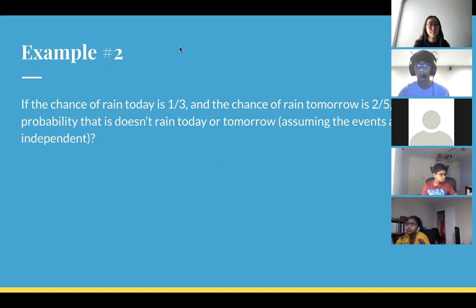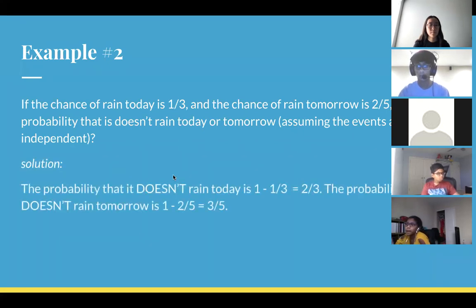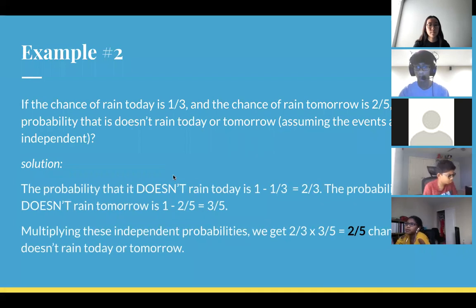Okay. The answer here is going to be 2/5, and this is because there is a 2/3 chance that it doesn't rain today, right? That's because there's a 1/3 chance it rains today. So the chance it doesn't rain is 1 minus 1/3, or 2/3. Then the probability it doesn't rain tomorrow is 1 minus 2/5, which is 3/5. And so you get 2/3 times 3/5, which is 2/5 chance that it doesn't rain today or tomorrow.